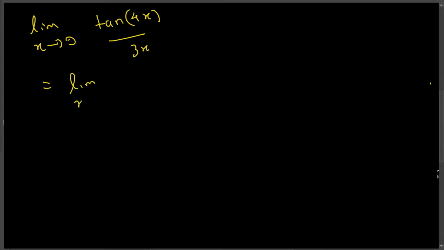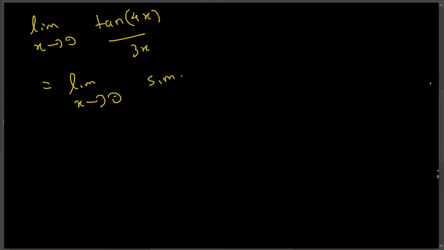Trigonometric. Let's say we have a question like this: limit x approaches 0, tan 4x divided by 3x. Now tan 4x we can expand it like sin 4x over cos 4x. Let's do that one first.